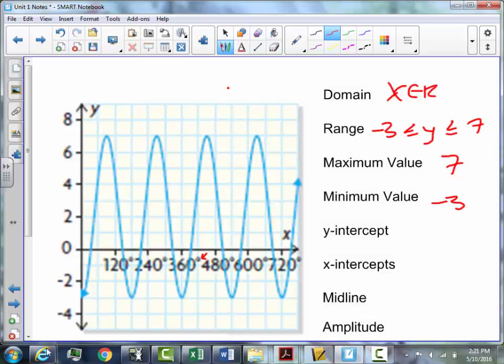All right. Where was I? Let's just keep going. Y-intercept looks like it's down here at negative 3, right?